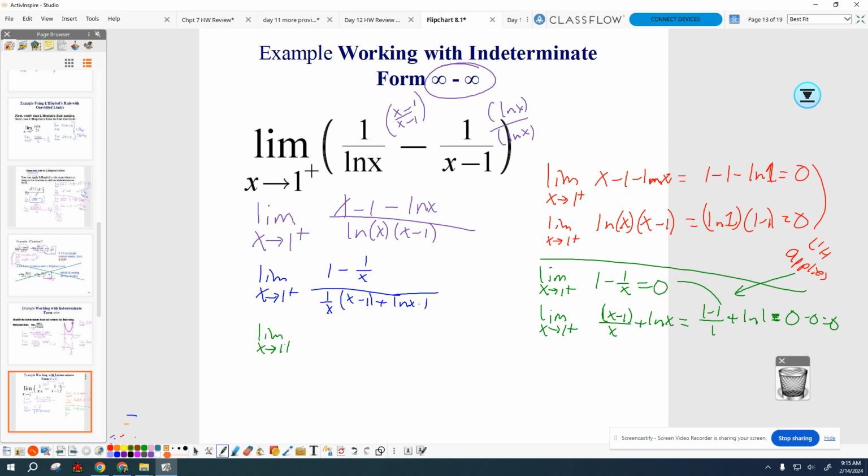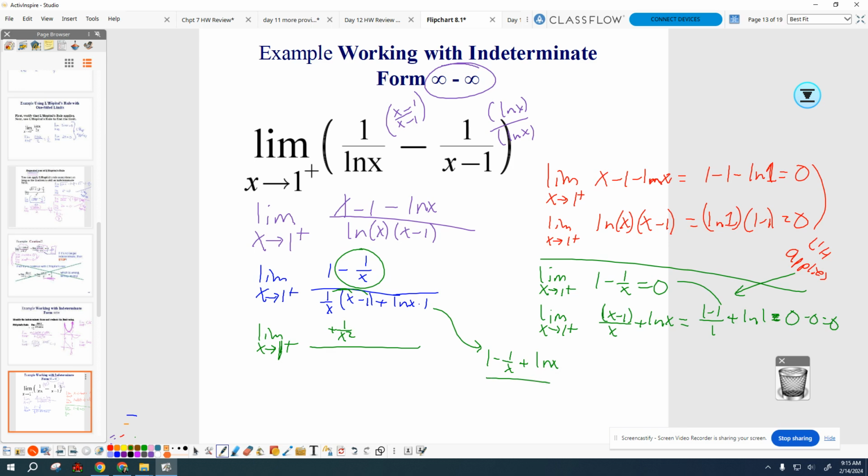So as x approaches 1 from the right, derivative of the numerator, the 1 goes away. This, multiplied by the power, which is negative 1, so that becomes positive, lower the power. And down here, simplified a little. Distributing, I get 1 minus 1 over x plus natural log of x.